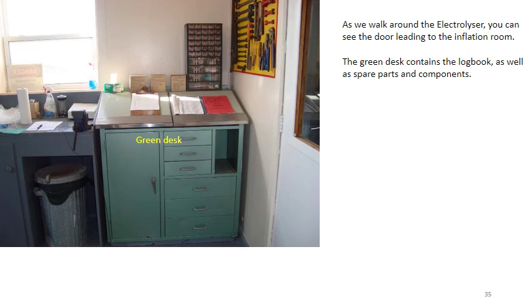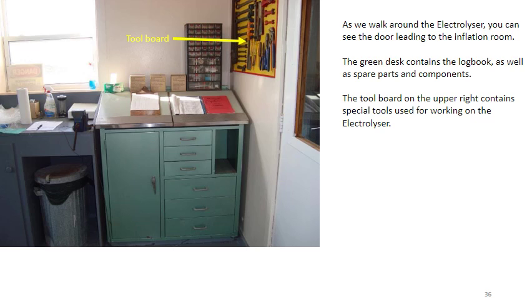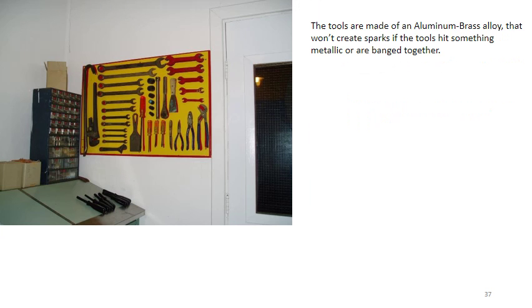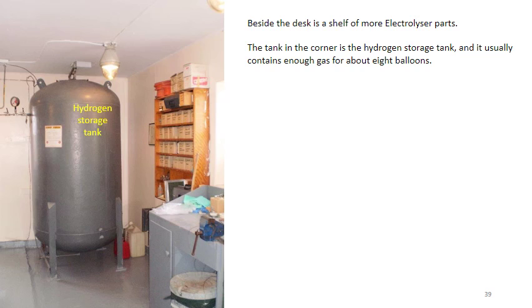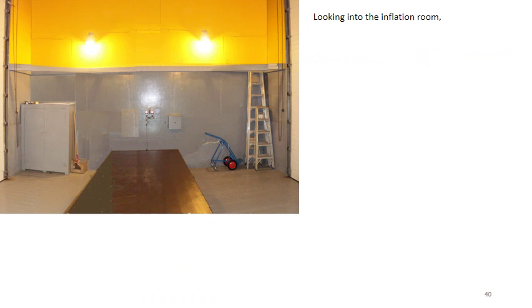The green desk contains the logbook as well as spare parts and components. The tool board on the upper right contains special tools used for working on the electrolyzer. The tools are made of an aluminum brass alloy that won't create sparks if the tools hit something metallic or are banged together. Beside the desk is a shelf of more electrolyzer parts. The tank in the corner is the hydrogen storage tank, and it usually contains enough gas for about 8 balloons.